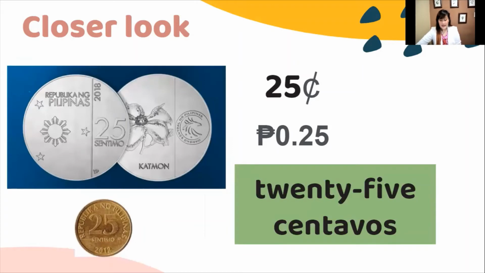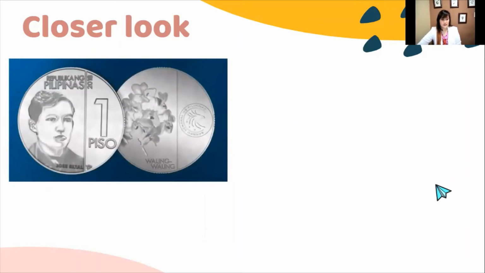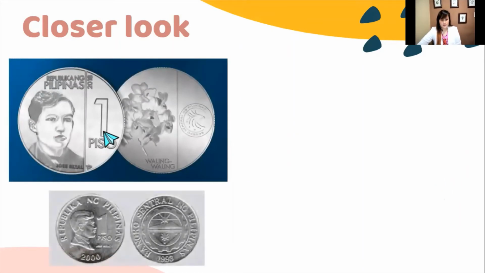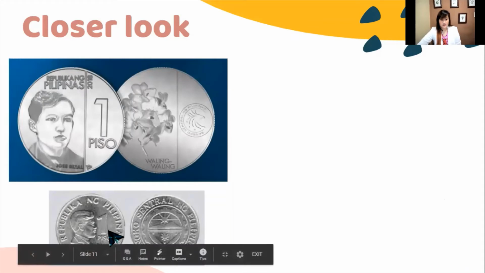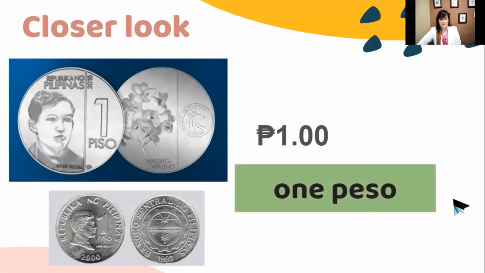Coins that has a higher amount than the centavo, which is already pesos. This is the 1 peso coin. As you can see, there is a number 1 over here, just like this here over here, and a picture of our national hero, which is Dr. Jose Rizal. So this is how we write it in symbol, 1 peso, or in words, 1 peso.